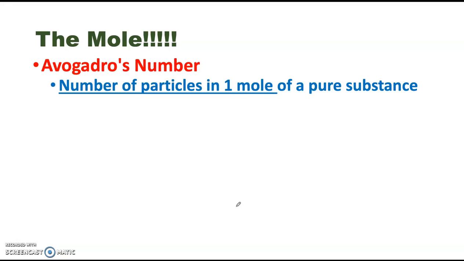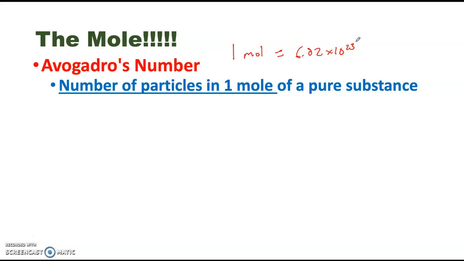Okay, Avogadro's number. So here's just a few quick notes. I'll let you write them down. And then we'll move on. So the Avogadro's number is the number of particles in 1 mole. So 1 mole equals 6.02 times 10 to the 23rd.